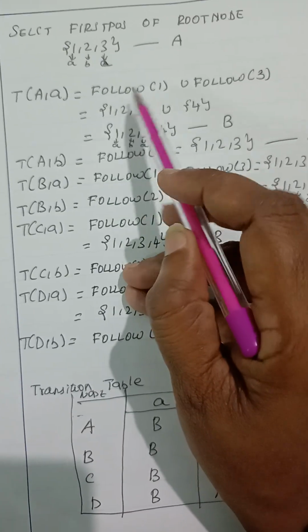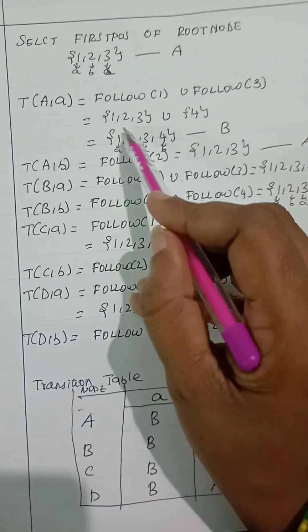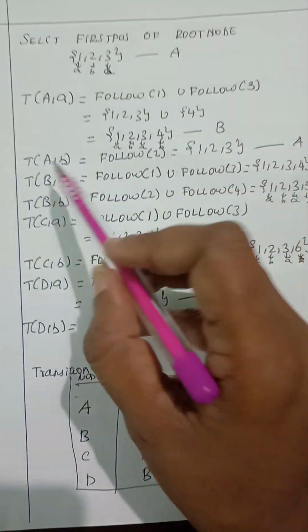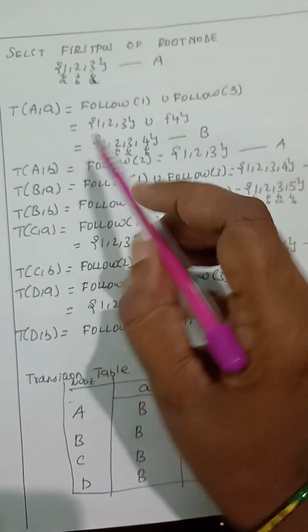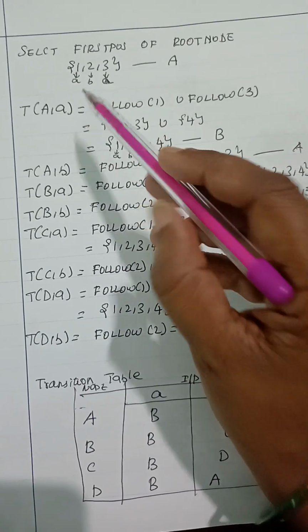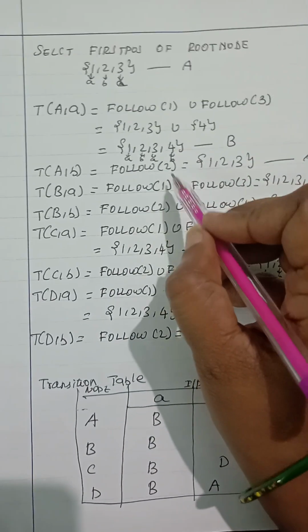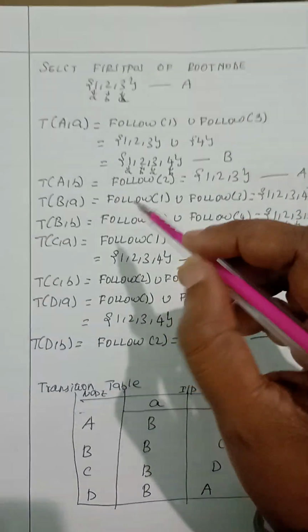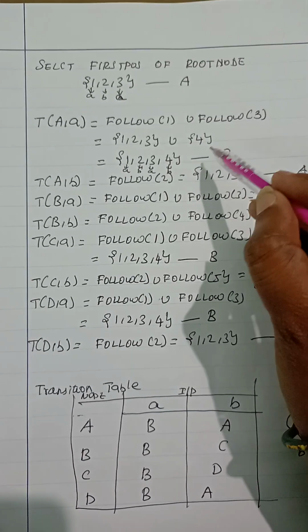So the formula is follow of 1 union follow of 3. That results in 1, 2, 3, 4, and this is another new set, that is B. Now transition of A comma B. Where we have B, only in node 2 do we have the input B. So only the follow of 2, that is 1 2 3. For 1 2 3 we have already named it as A. So now we got one more new node, that is B.